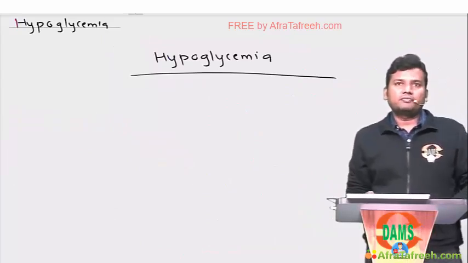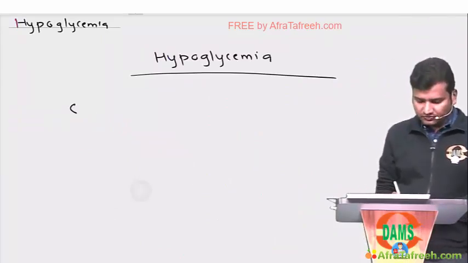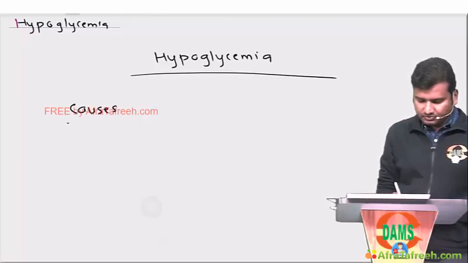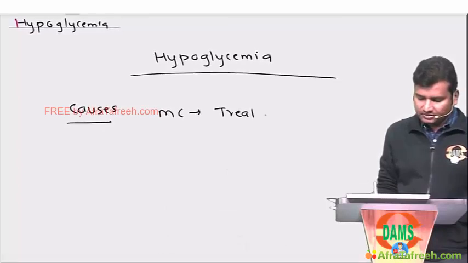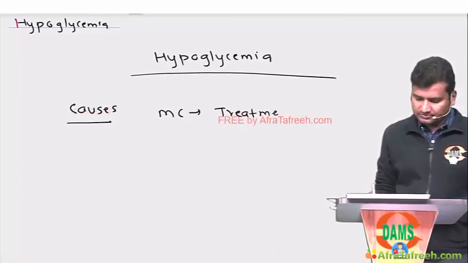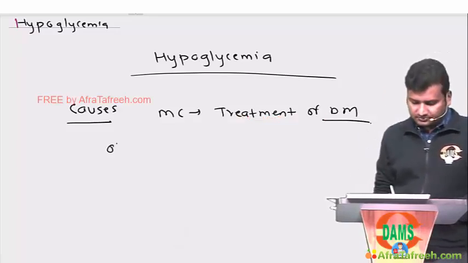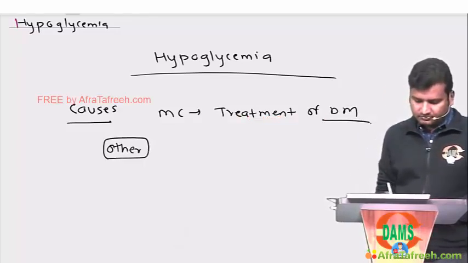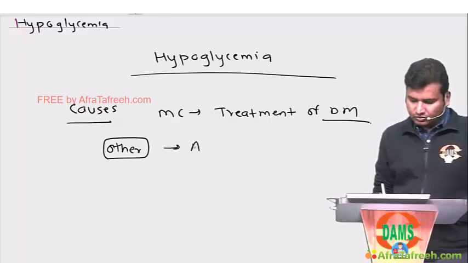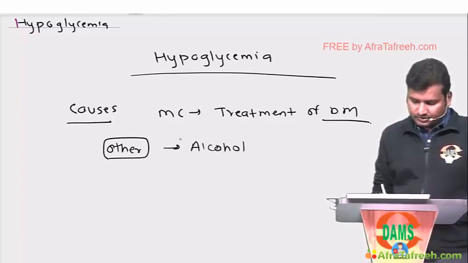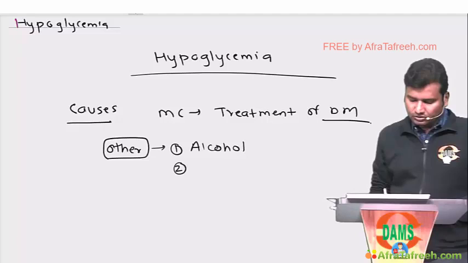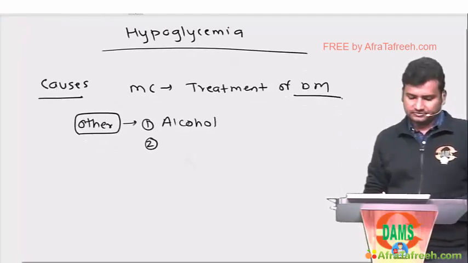Hypoglycemia. In hypoglycemia, first we will see the causes of hypoglycemia. The most common cause is treatment of diabetes. Then other causes: alcohol. Alcohol stimulates insulin secretion.